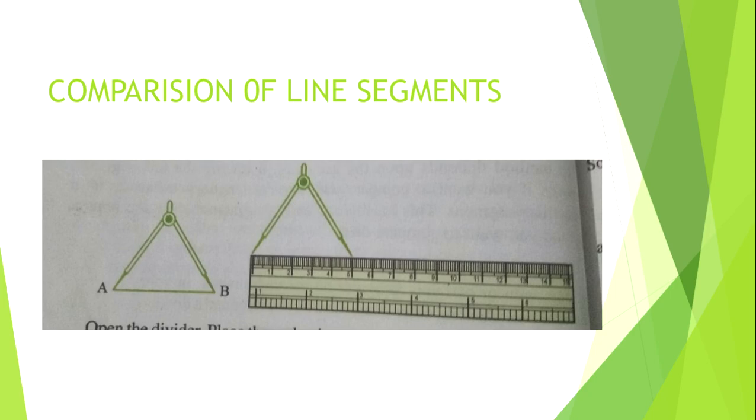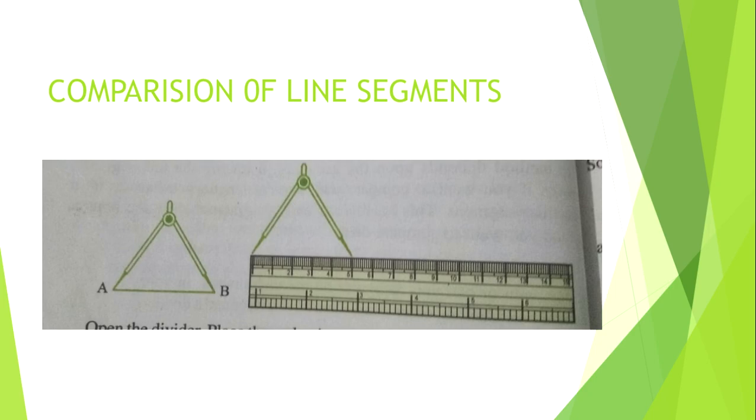Here you can see in the picture one divider and ruler is mentioned. So by using these two items from your geometry box, we can measure the length of any line segment. You can just open the divider, place the end point of one of its arms at A and the end point of the second arm at B, taking care that opening of the divider is not disturbed.